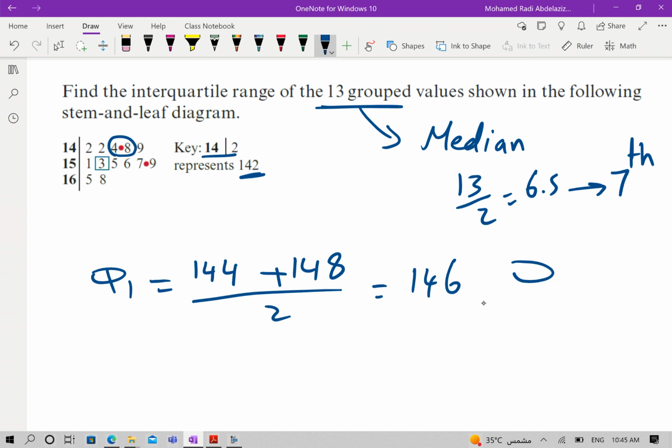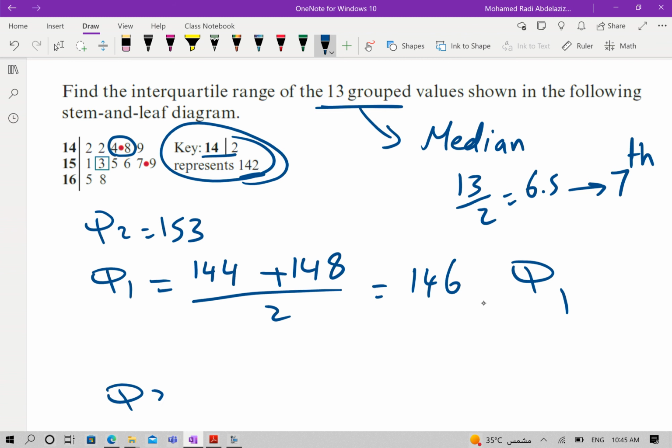This is Q1. Q2, the original value, is 153. Q2 is 153, it depends on the values and the key. What about Q3? After Q2, we have 6 values. 6 divided by 2 is 3. Use the third and the fourth, 7 and 9. 7 is 157, 9 is 159, divided by 2. So the answer is 158.